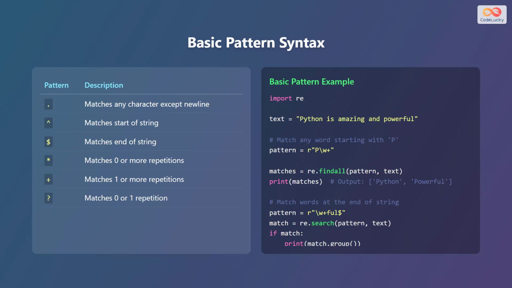Here is an example demonstrating basic pattern usage. First, we import the re module. Then we have a text string: "Python is amazing and powerful." We can match any word starting with P using the pattern r"P\w+". The result of re.findall on this pattern in the given text gives Python and powerful. Also, we can match words at the end of the string using the pattern r"\w+$". The result of re.search on this pattern in the given text will return powerful.